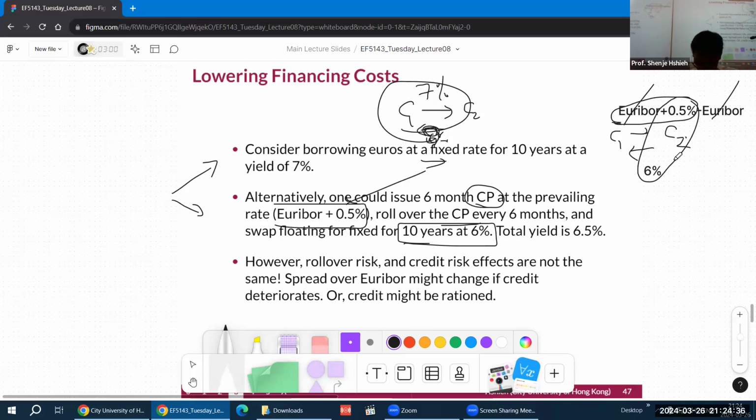And so the problem with this is that there's rollover risk, right? Because we're assuming that you're able to keep borrowing commercial paper every 6 months, right? So even though the borrowing rate is lower, you're taking on a different type of risk, which may not be palatable to you, right? So just make sure that you understand the kind of risk you're taking on. So here we have rollover risk, and the other is credit risk.